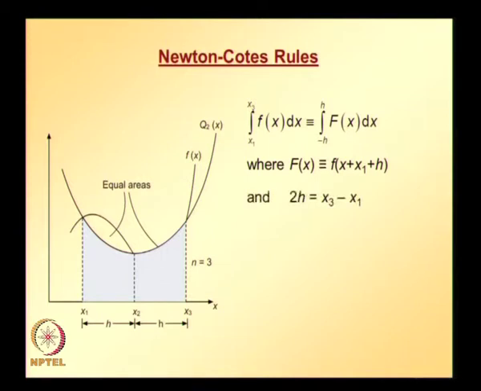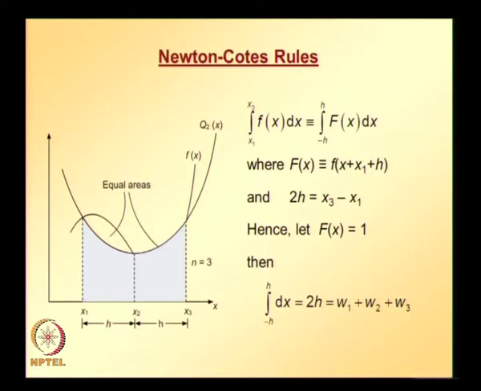So the distance between x3 and x1 is 2h, and now the procedure goes like this. We need to determine 3 unknowns W1, W2, W3. We will start with letting capital Fx equal to 1. When Fx is equal to 1, the integral from minus h to h of 1 dx becomes 2h, and the function value taken at any point, that is x1, x2, x3, is going to be the same, equal to 1.